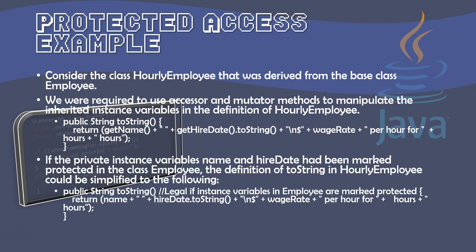If those private instance variables, let's say name and hireDate, had been marked as protected instead of private, then we could change the definition of our toString to be the following. You'll notice that instead of getName or getHireDate, it simply says name or hireDate, which of course are the names of the variables in our base class. So you notice here we can then call it by name. There are still some restrictions, but here you'll notice that we can now access that.